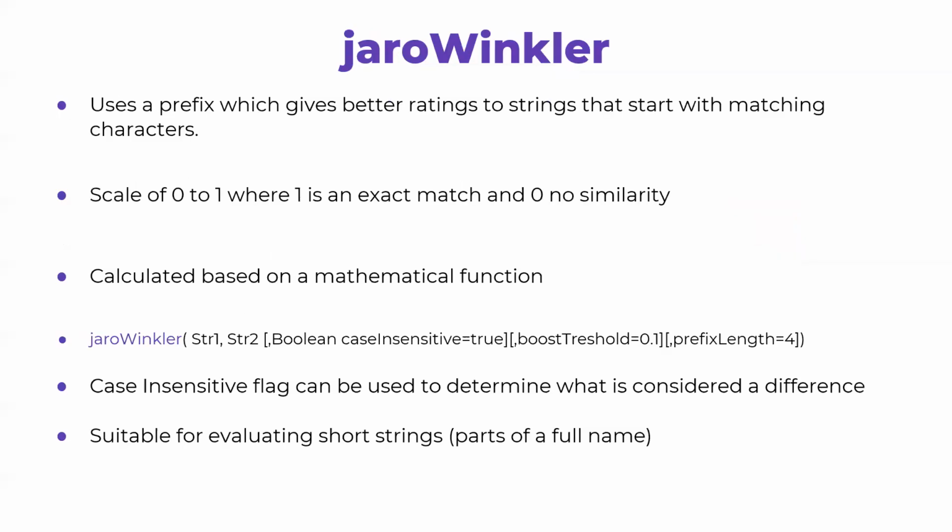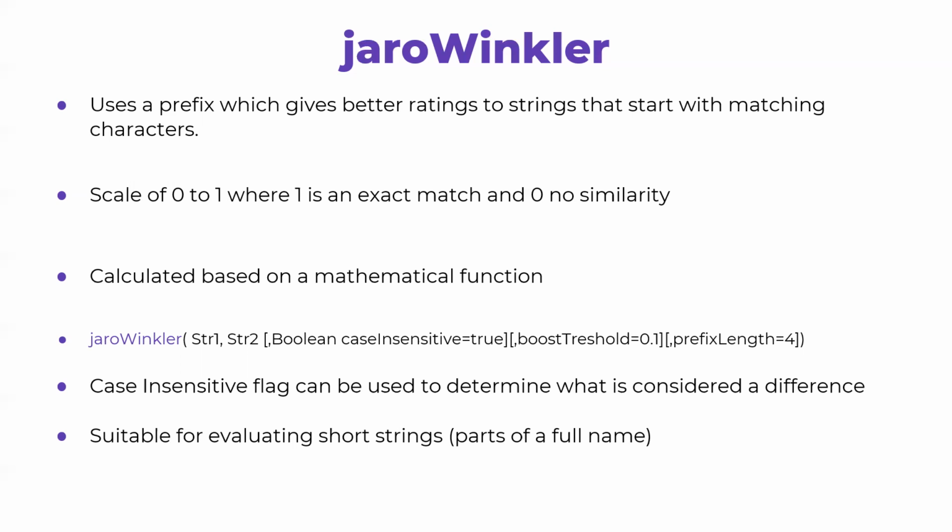So now we'll look at a slightly more complex fuzzy matching rule, or let's say a distance calculator. The Jaro-Winkler function uses a prefix, which gives better ratings to strings that start with the same matching characters. The result of the Jaro-Winkler similarity in this case is a scale of 0 to 1, where 1 is an exact match and 0 is no similarity. Now, the overall score is calculated based on a mathematical function, which we will go over soon.